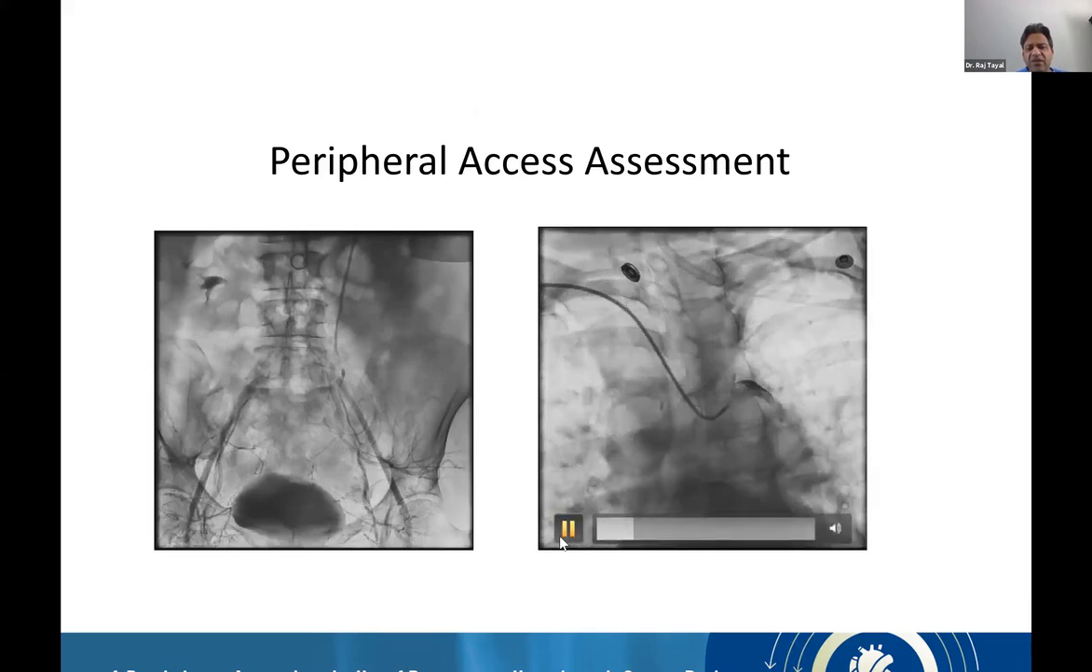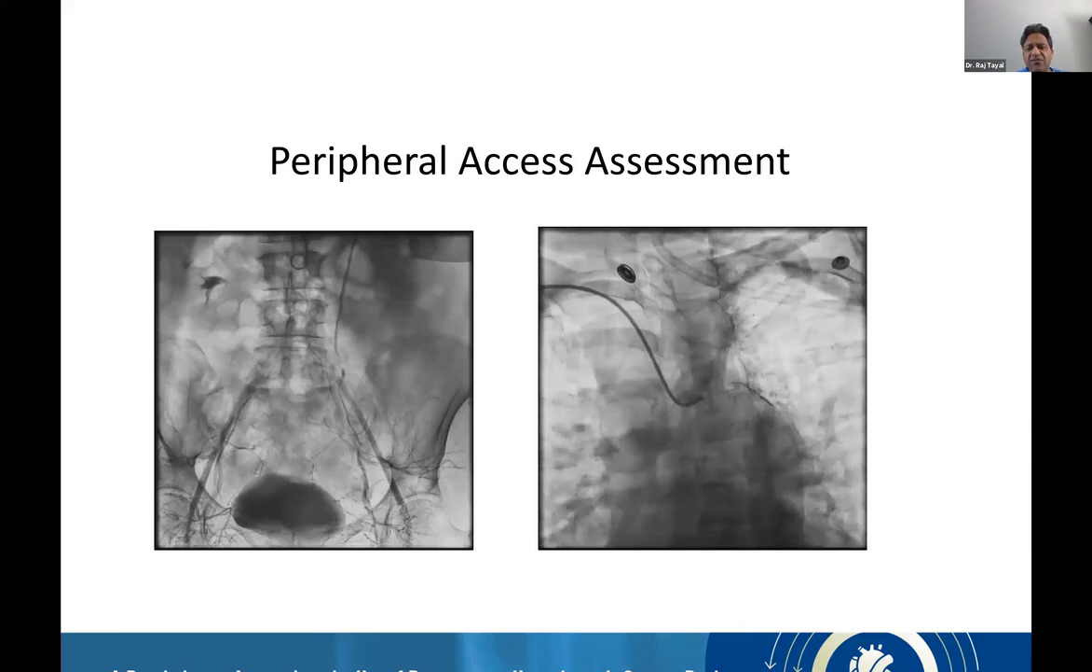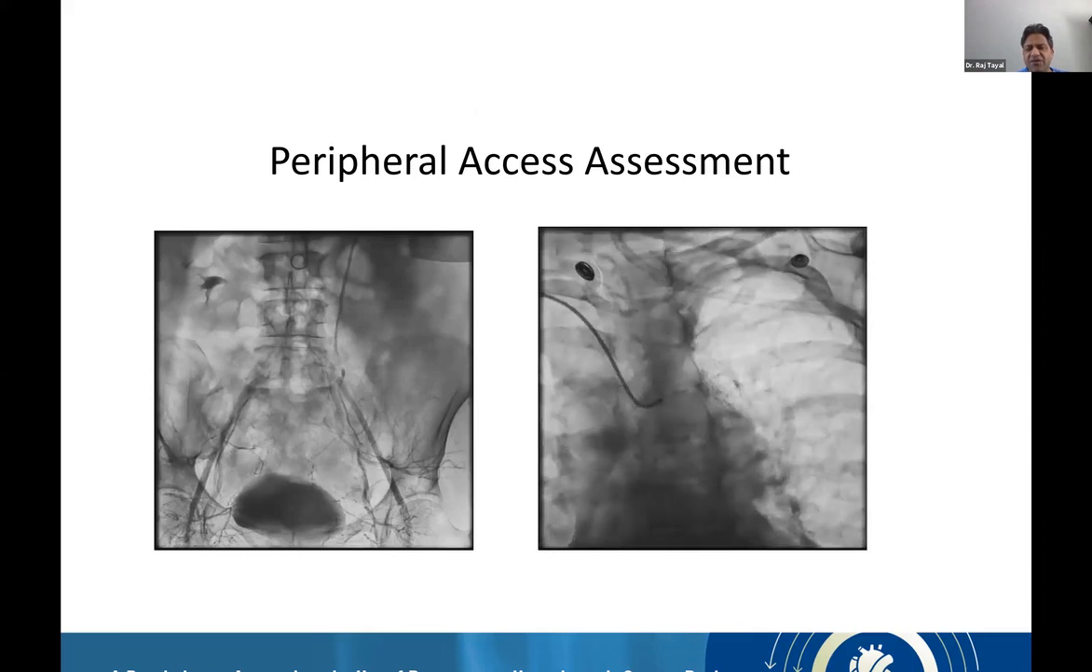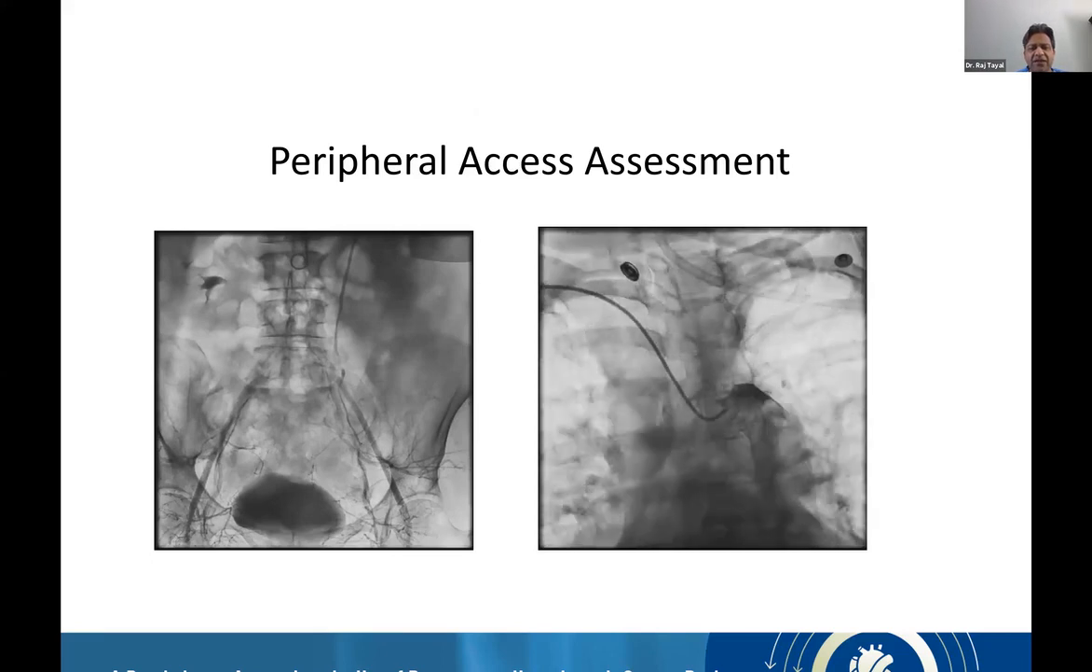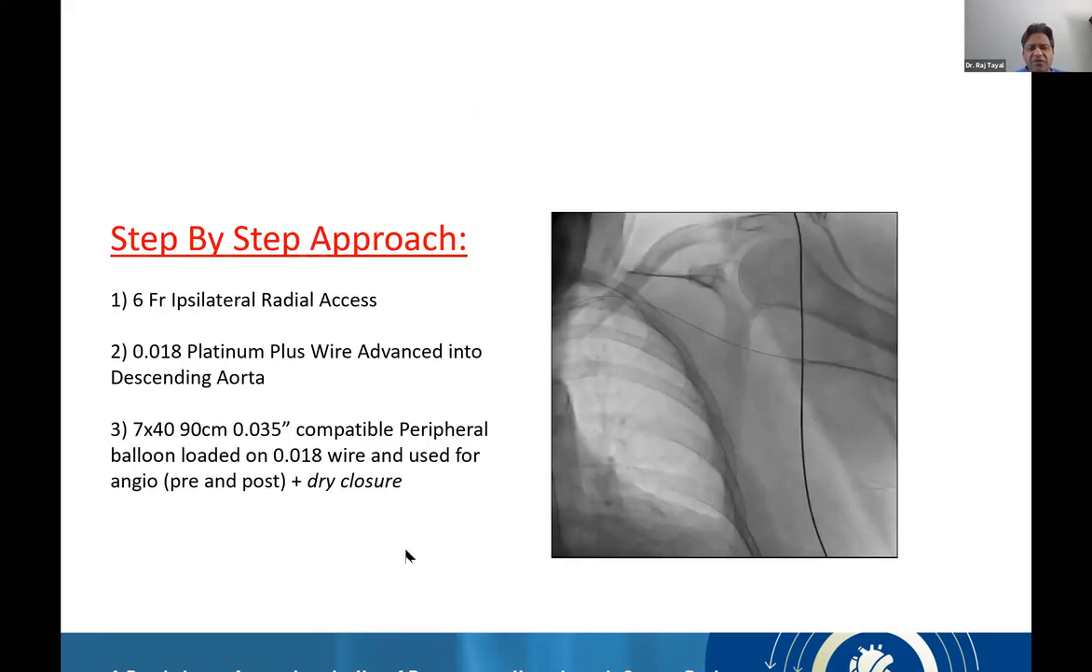So what we did is we then engaged the left subclavian to image it and ensure that it was patent in the event that the patient was a surgical candidate. She was seen by surgery, who quickly refused due to her comorbidities and presenting illness. So what we opted to do then is obtain left radial access while maintaining our right radial access.